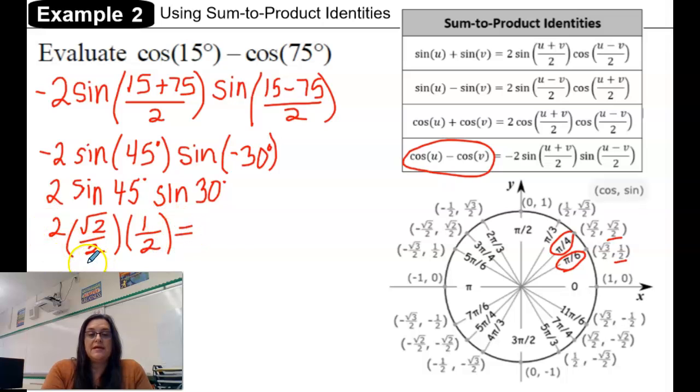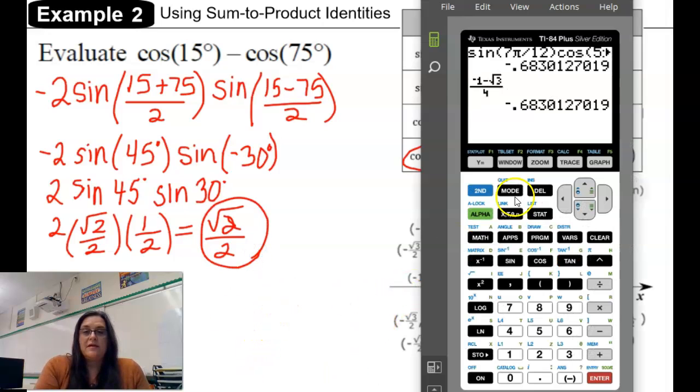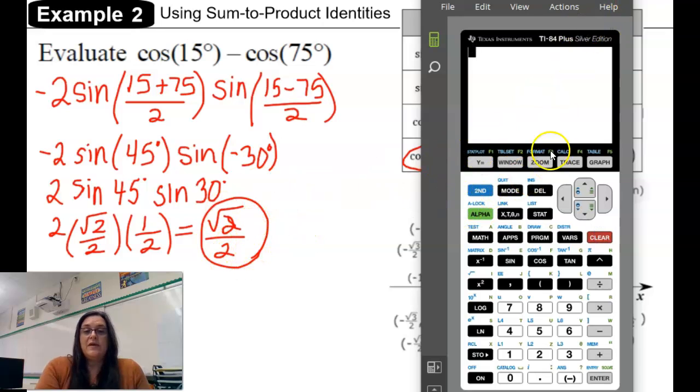And these 2's cancel. Root 2 times 1 is root 2, and then we're left with a 2 in the denominator. And that would be the exact value. So the calculator cannot find that answer for us, that exact value, but we can check in the calculator by comparing the decimal equivalents for these two values.